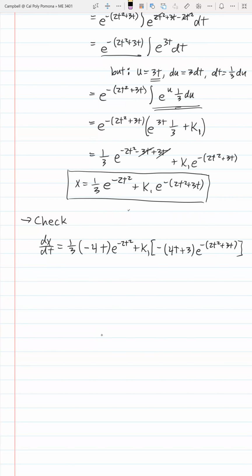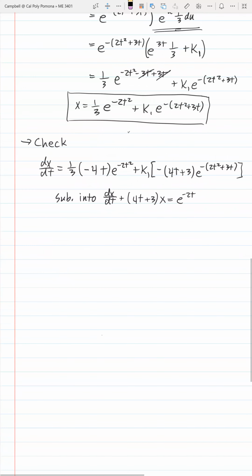And now we substitute back into our original differential equation, which, just to remind you so we don't have to go all the way back up to the top, is dx/dt plus (4t plus 3) x is equal to e to the negative 2t squared. So let's see if that all checks out.